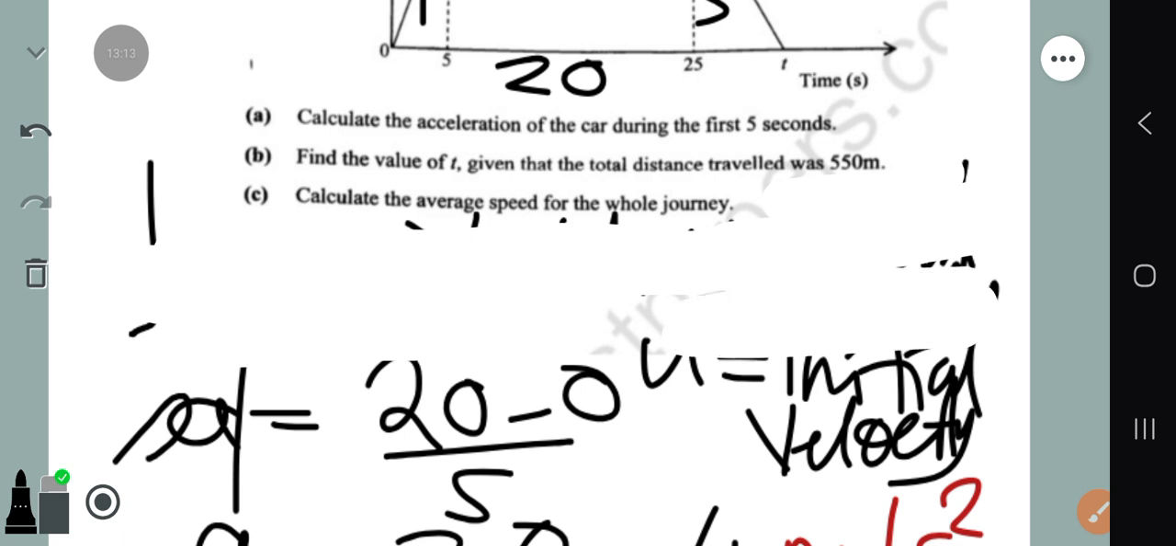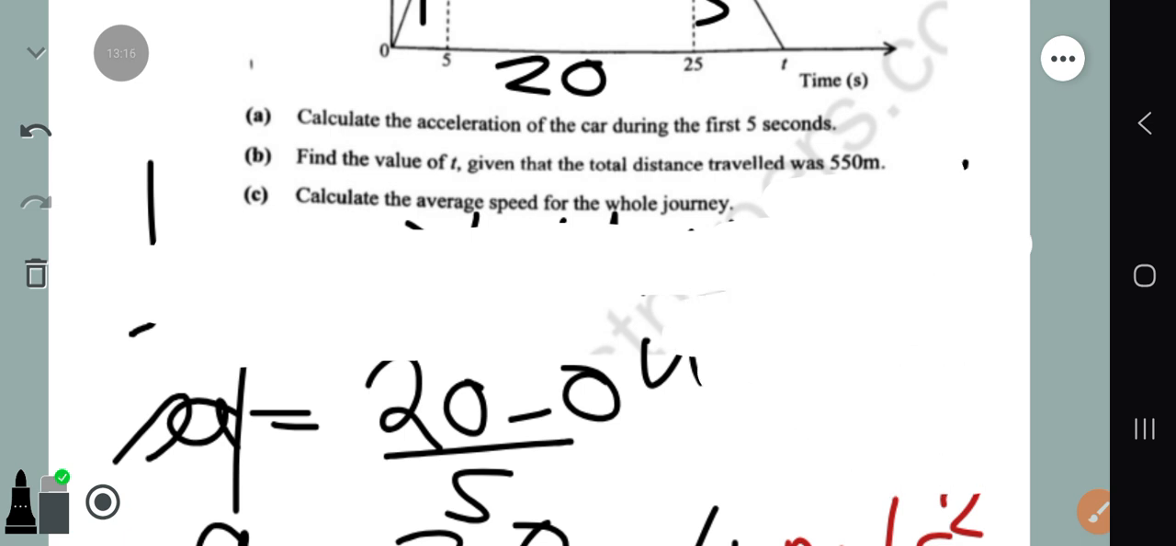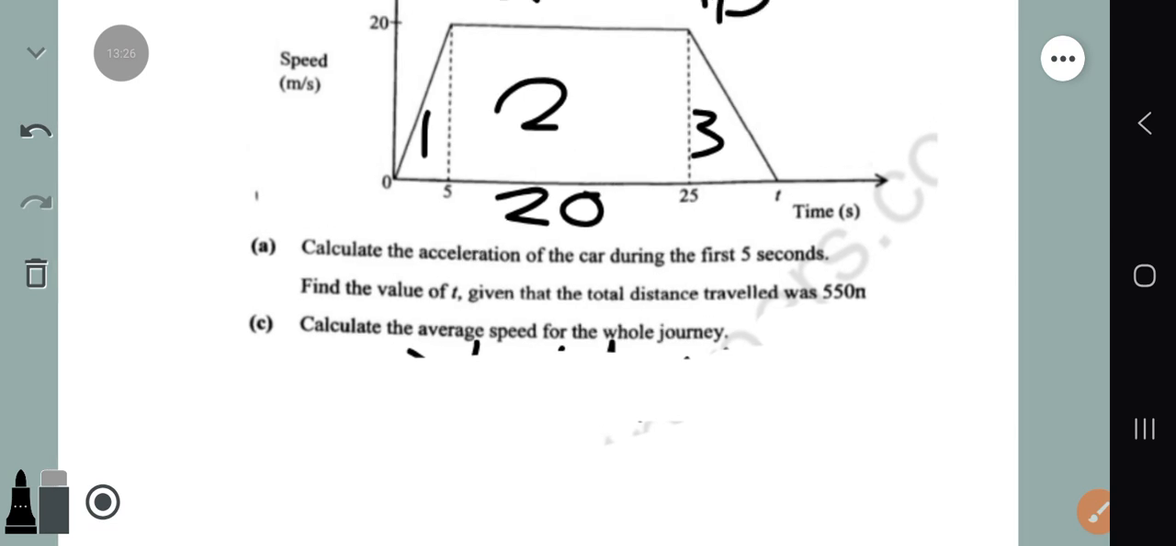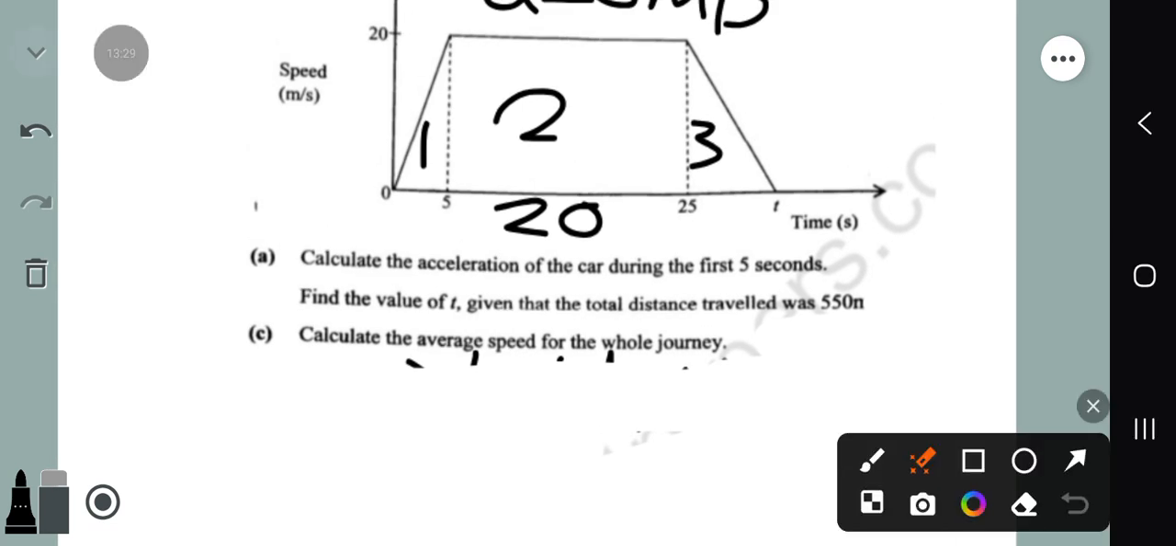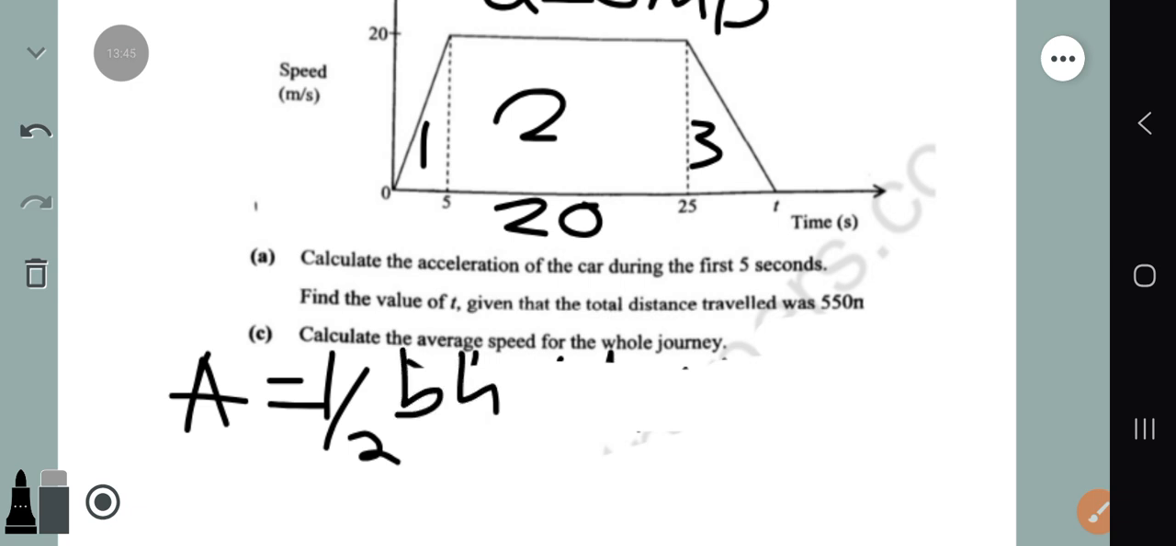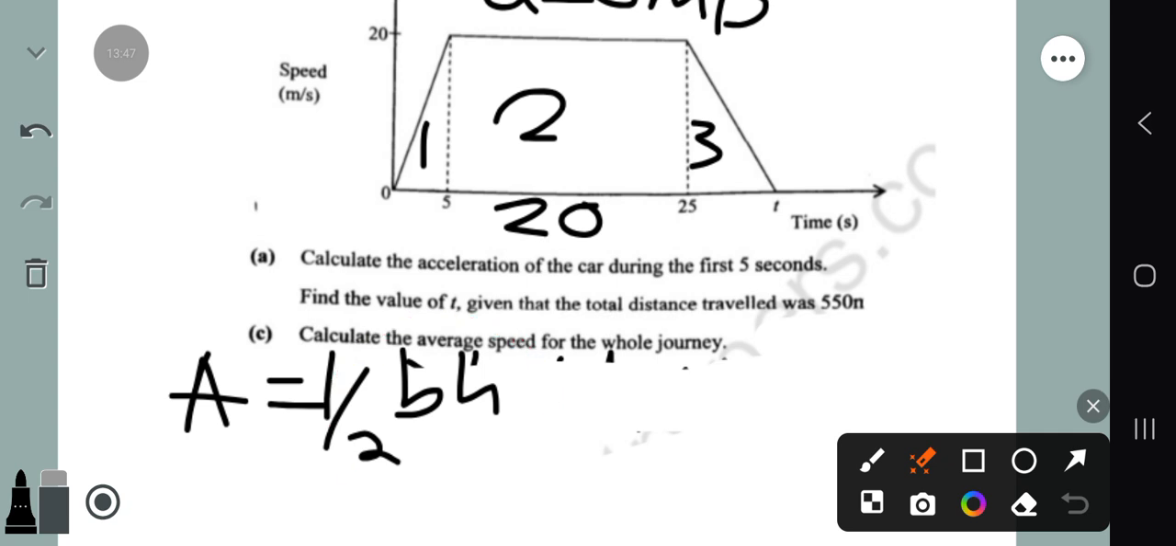Next, let us find the area of the last shape. The last shape that we have is this shape here. It's also a triangle, a right angle triangle. So how do you find the area of the triangle? You say area equals 1 over 2 times base times the height. You just need to know the formula of a right angle triangle. 1 over 2 base times height, right?